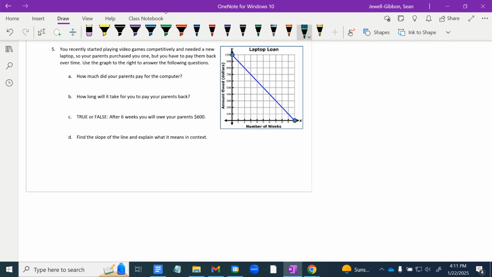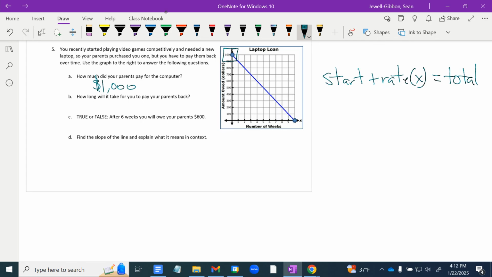So I'm going to put the success formula here up again. So we got start plus rate times some variable equals total. Okay, so what they've asked for here is how much did your parents pay for the computer? We are actually looking for the starting amount. Okay, so we got the amount that is paid for the computer, and then as we're going down the line here, we are slowly paying this thing off. Okay, so the starting amount here, or the y-intercept, is going to be $1,000. So your parents paid $1,000 for this computer.